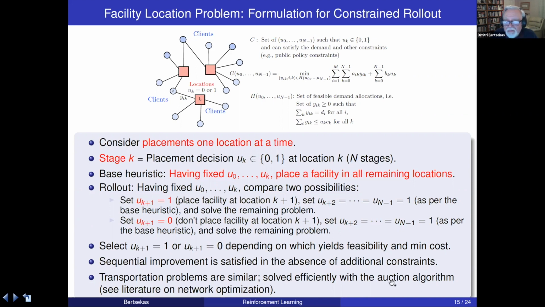And these auction algorithms are very suitable as intermediate solution methods for obtaining the values, the cost values.